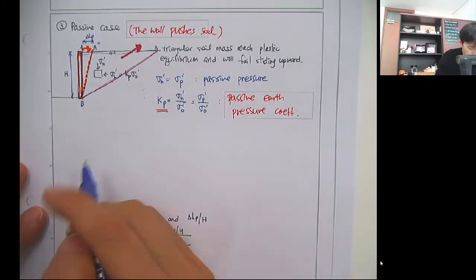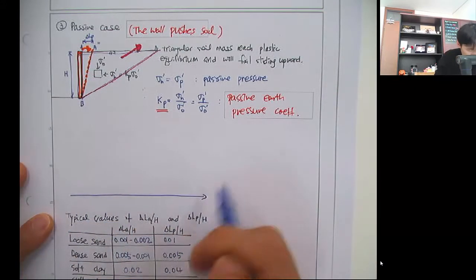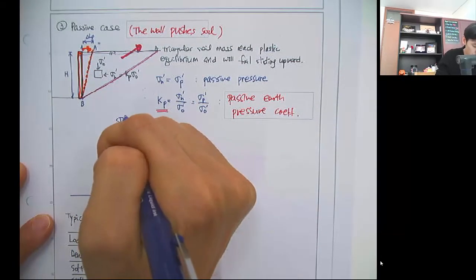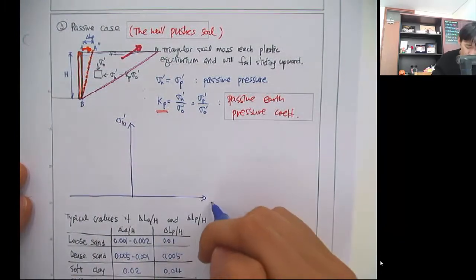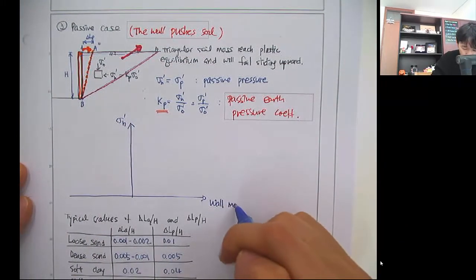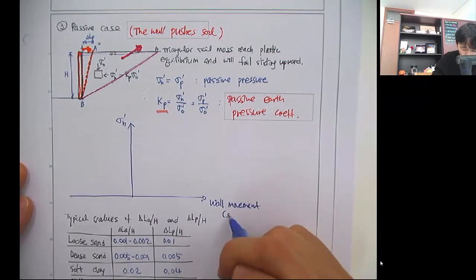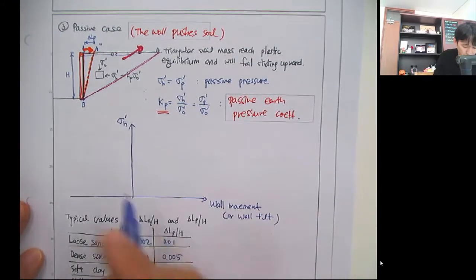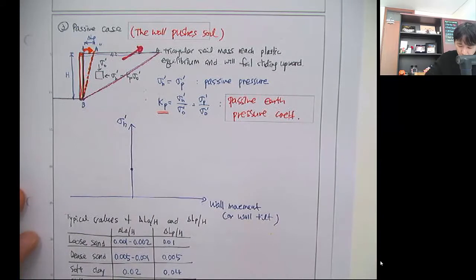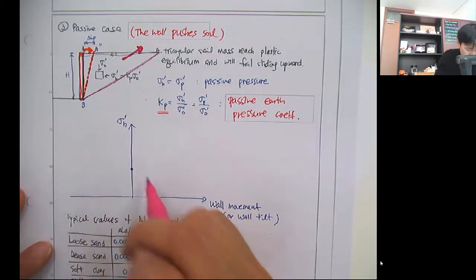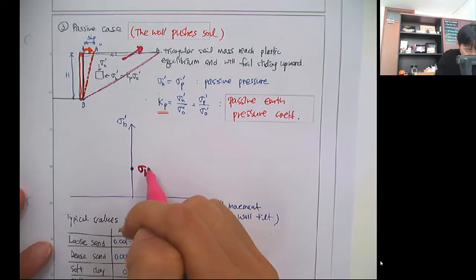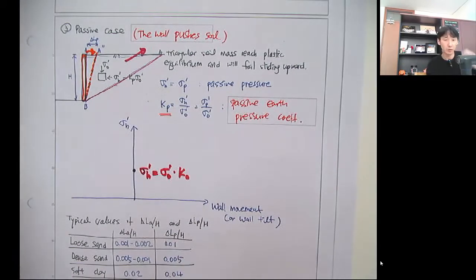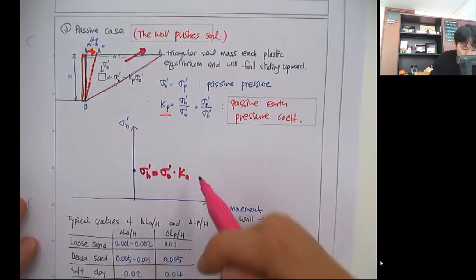So then, if you think about the stress changes with the wall movement, let's say that this is the sigma H prime, the horizontal effective stress, and this is the wall movement, x-axis, or tilt. And say that this is the initial point where sigma H prime is sigma naught prime times K naught. So the wall is not moving, it's a steady case.